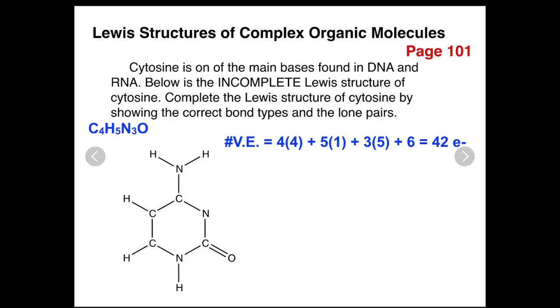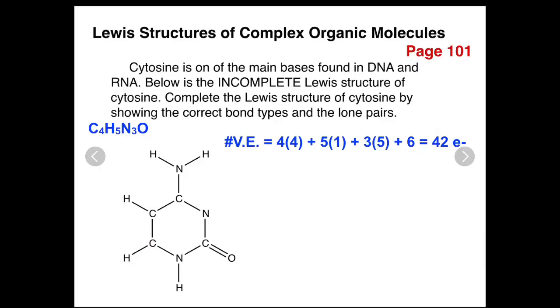Since you have 42 electrons, the next step, normally, would be to write out the skeleton, but this is already given. This skeleton of the DNA and RNA base, which is cytosine here, is already given. So in this case, we don't have to come up with our own skeleton, but we use this skeleton to complete the rest of the Lewis structure. We're going to do the same thing: normally you count the number of valence electrons, write the skeleton, then count the number of sharing electrons and see how many electrons are left.